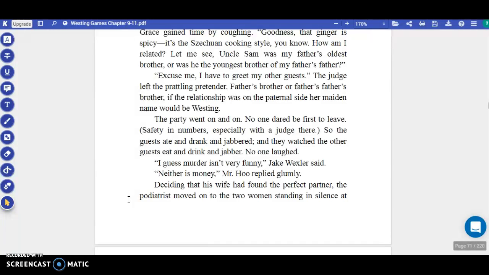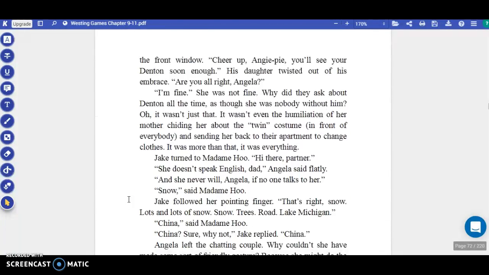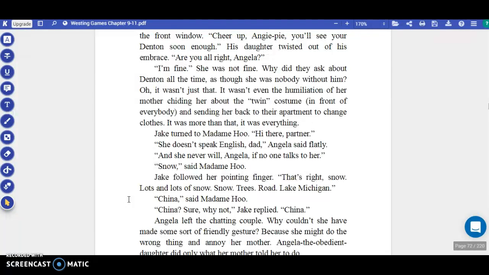Deciding that his wife had found the perfect partner, the podiatrist moved on to the two women standing in silence at the front window. "Cheer up, Angie Pye. You'll see your Denton soon enough." His daughter twisted out of his embrace. "Are you all right, Angela?" "I'm fine." She was not fine.